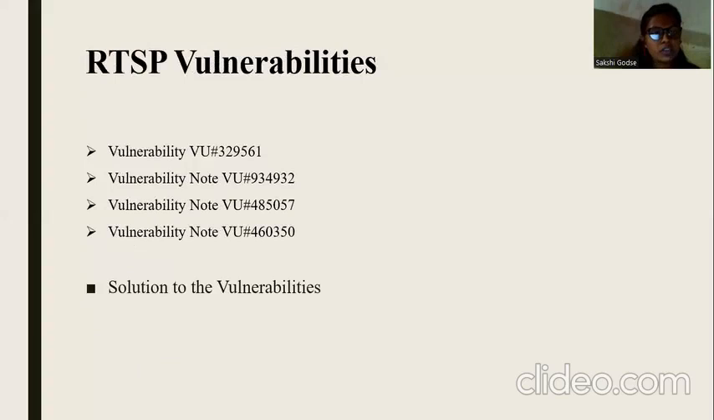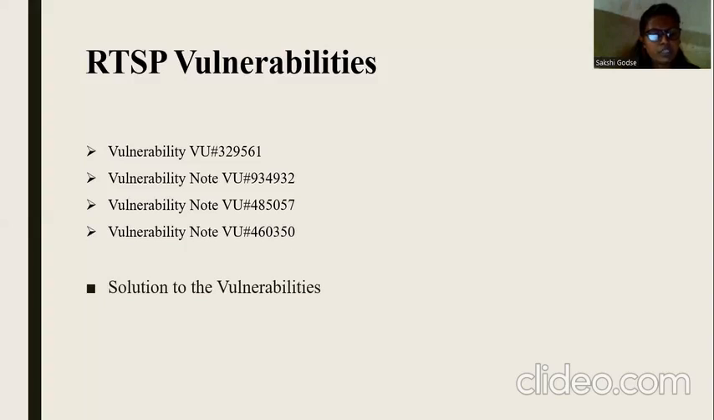So, the vulnerabilities of RTSP. First is vulnerability note VU#329561, which states that RealNetworks Helix Universal Server is vulnerable to buffer overflow when supplied an overly long string within the transport field of a setup RTSP request. The impact of this vulnerability is that attacker-supplied code would be run with the privileges of the user running the Helix server.